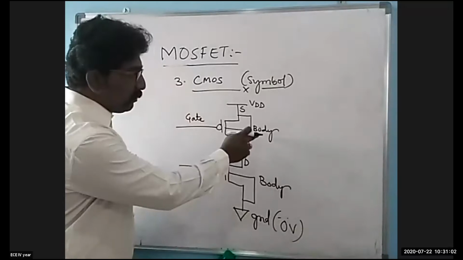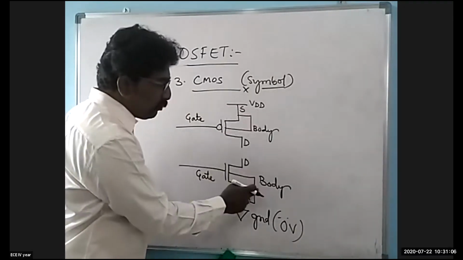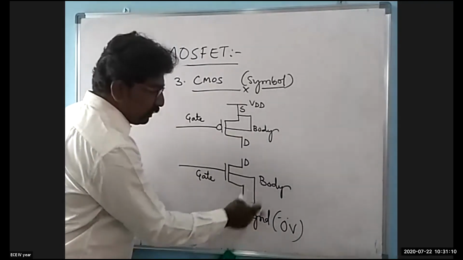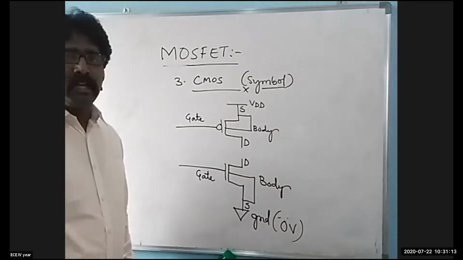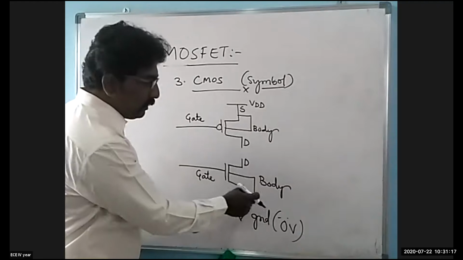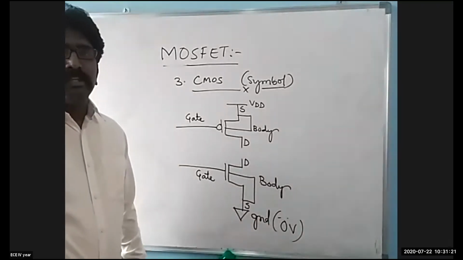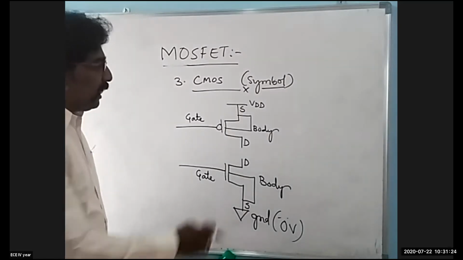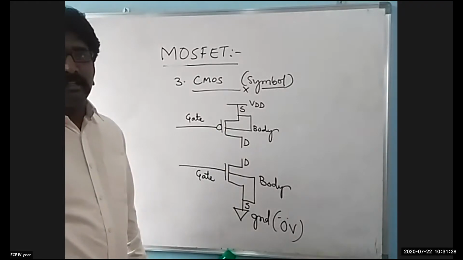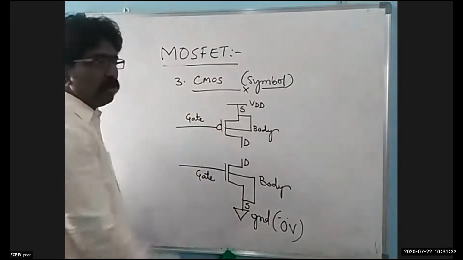As I told you, the body of a pMOS has to be connected to the source in the top part, whereas the body of the nMOS has to be connected to the source of the nMOS in the bottom part. It means you are connecting the body of the pMOS to the high voltage, the main supply, and the body of the nMOS to the ground terminal, which is 0 voltage. Now I need to get a combined output of these two circuits. That's the actual meaning of CMOS: a combination of both pMOS and nMOS.